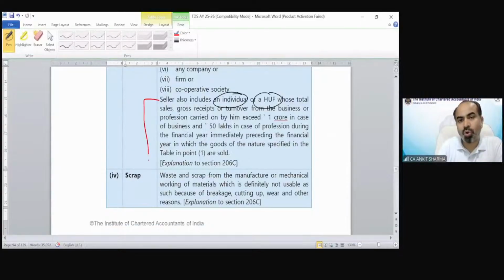A seller who is an individual or HUF whose turnover is less than 1 crore, etc., is not included. Only those sellers whose turnover exceeds 1 crore 50 lakh are going to be included.